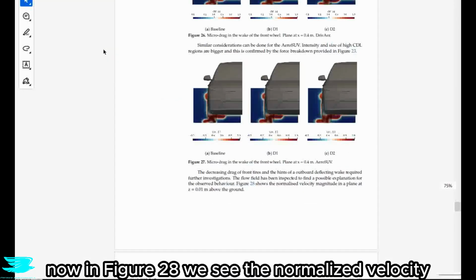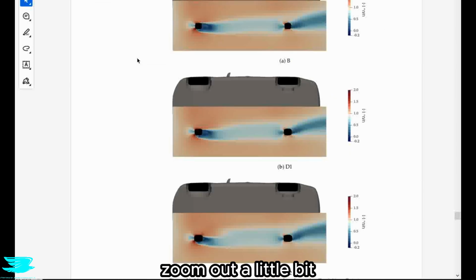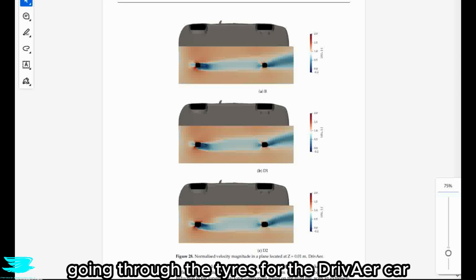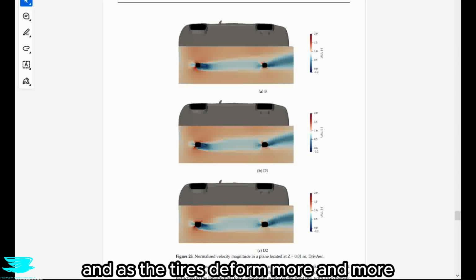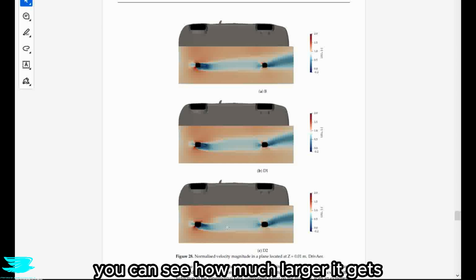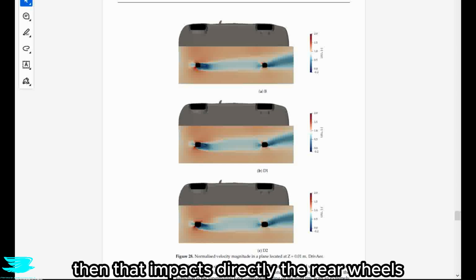Now in figure 28, we see the normalized velocity, zoom out a little bit, here we go. We see the normalized velocity in the plane going through the tires for the Drive Air car, and as the tires deform more and more, the wake of the front wheels gets larger and larger. As we go down the page, you can see how much larger it gets as you go downstream. Then that impacts directly the rear wheels.